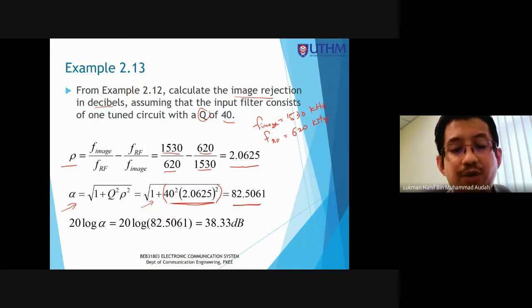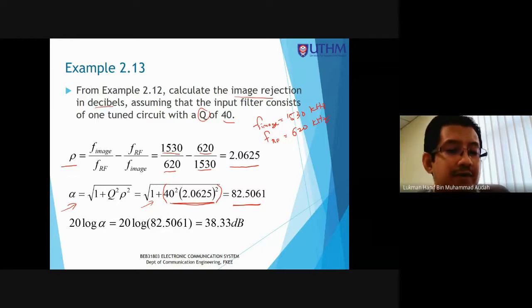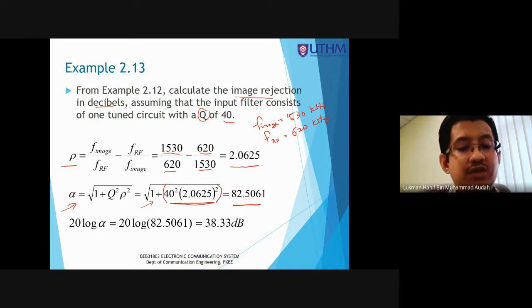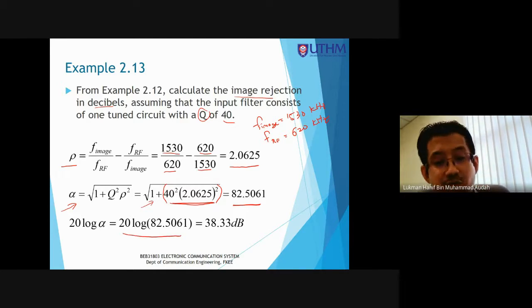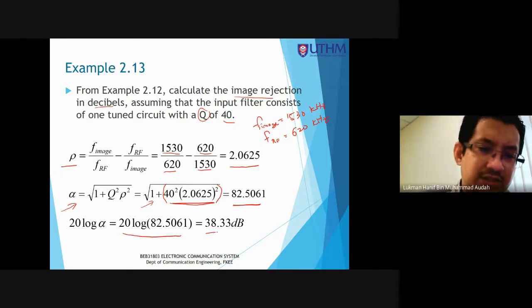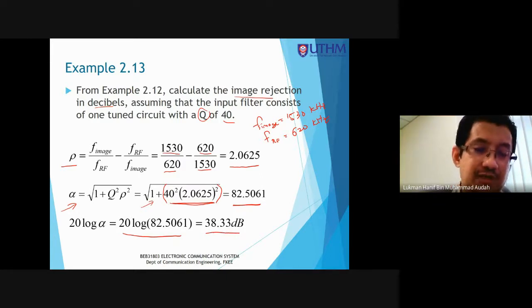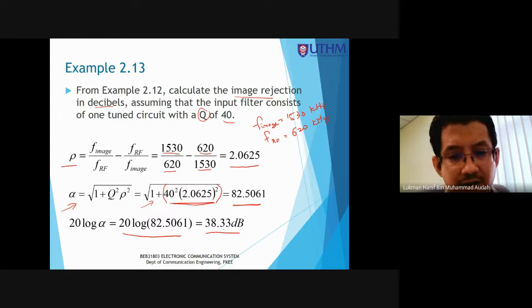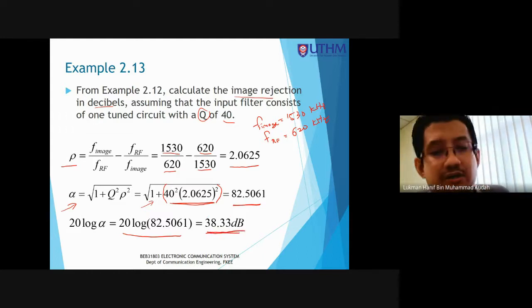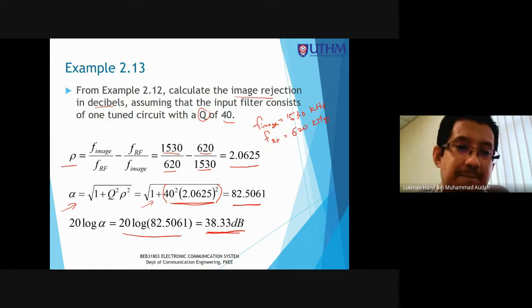Then from here we can find in decibel. So IFRR in decibel, alpha in decibel, is equal to 20 log alpha. So it is equal to 20 log of 82.5061. So it is 38.33 decibel. Cuba buat. Adakah kamu boleh dapat jawapan yang sama? Okay, kalau tak dapat jawapan sama, boleh tanya.